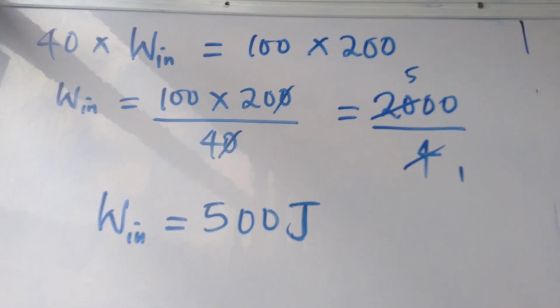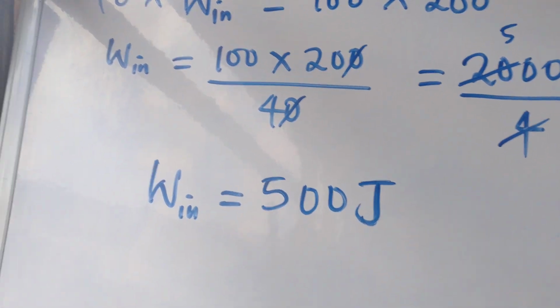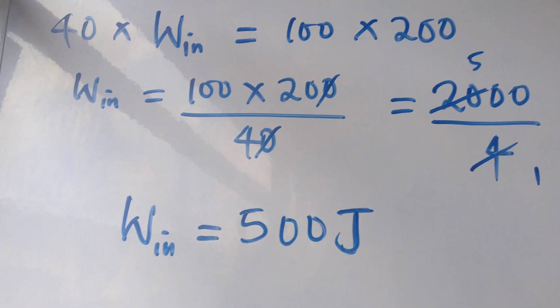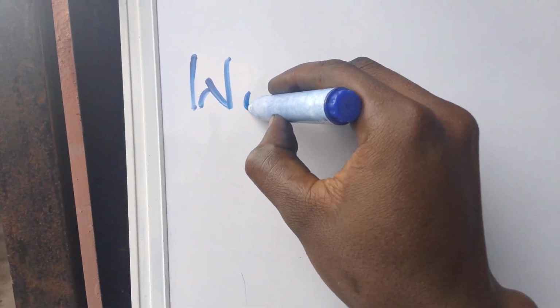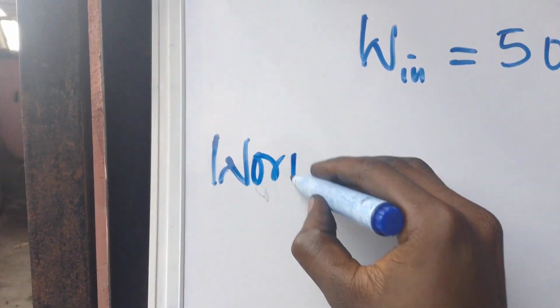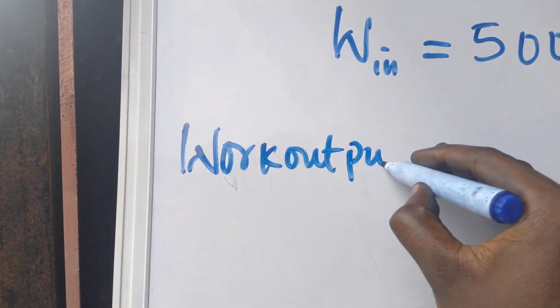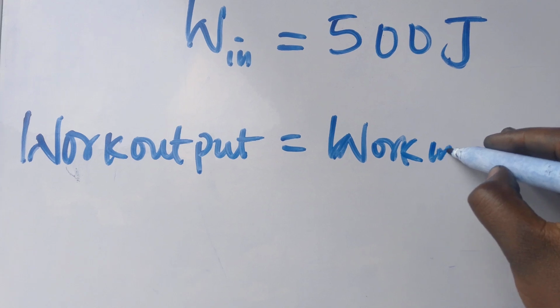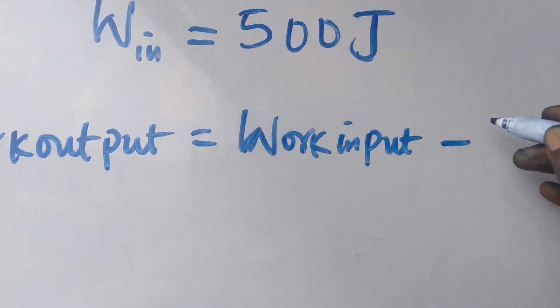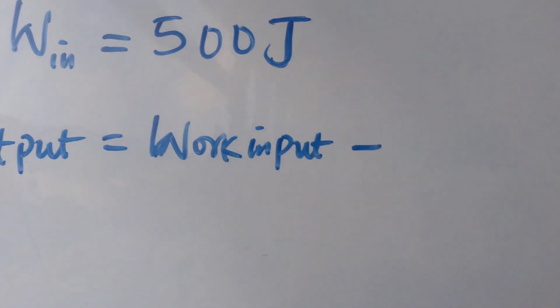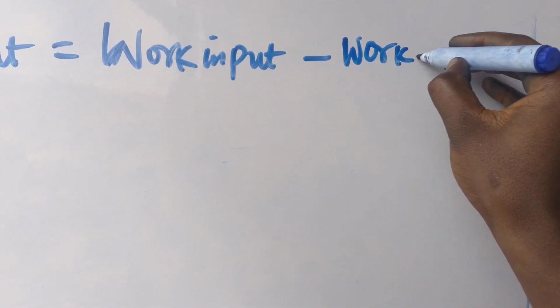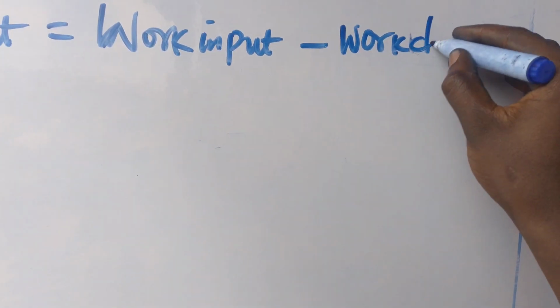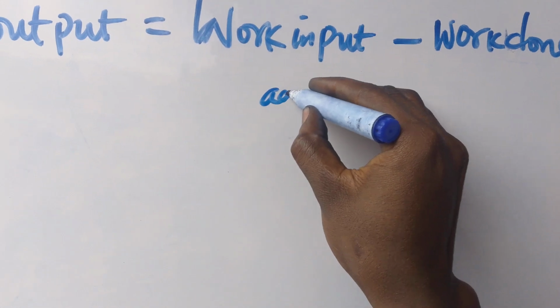Now we have not stopped. We'll continue. They say we should find the work done against friction. So you say work output is equal to work input minus the work done against friction.